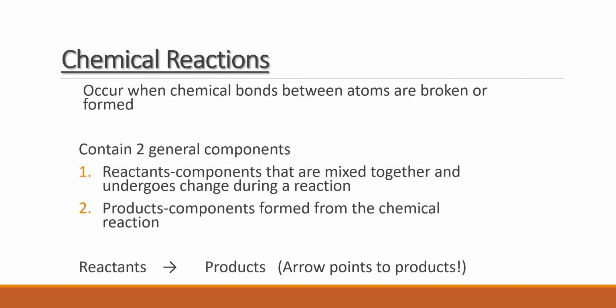So chemical reactions contain two general components: the reactants, being the components that are mixed together. Those are the ones that are going to be put in the flask or the beaker or whatever container you're mixing them in. So they're the ones that are going to undergo the change during the reaction. And then, of course, the products, which is what you get out. That's what's formed at the very end, what you isolate, what your desire is. So when we're looking at chemical reactions, we always have the reactants on the left-hand side with an arrow pointing to the products.